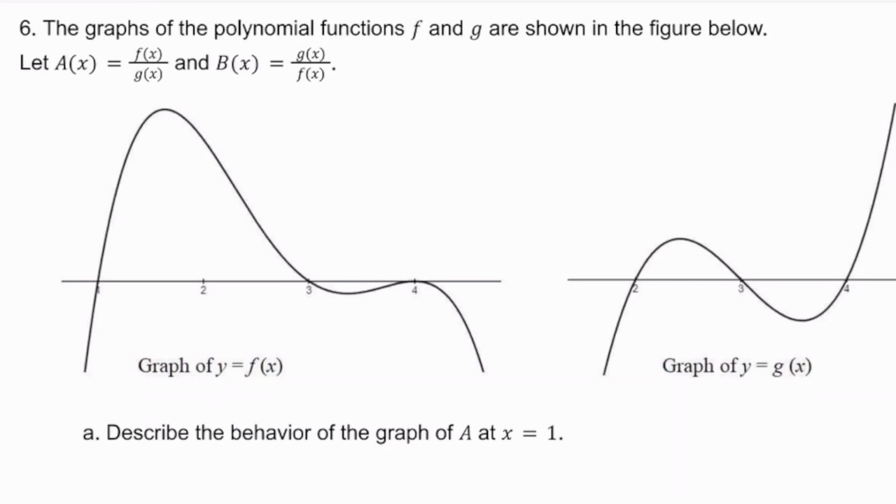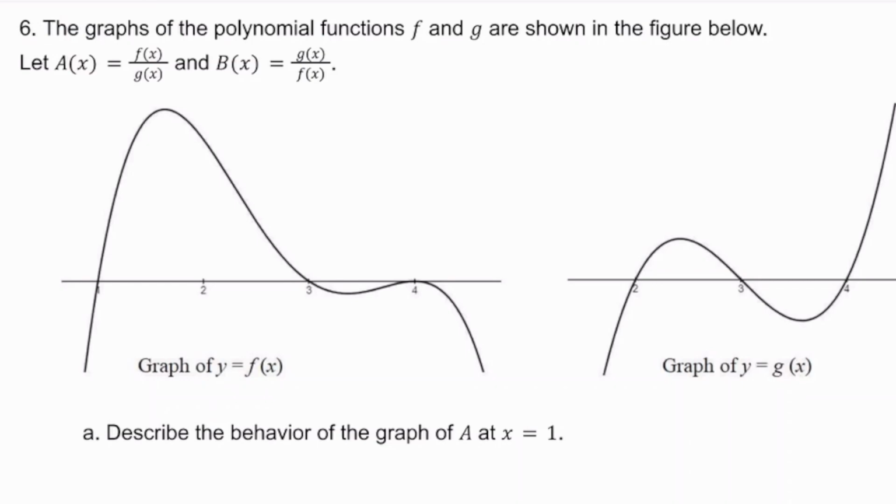Now number 6, I really like this problem. This is the type of problem that we're going to be bringing back to you repeatedly throughout this unit. We're going to give you two graphs, and we're going to talk about these rational functions, which is just like this graph divided by the other graph, or the other graph divided by the one graph. And so the graphs of polynomials f and g are shown in the figure below. So we know they're polynomials, and so certain things about the zeros and their multiplicities we'll know are true.